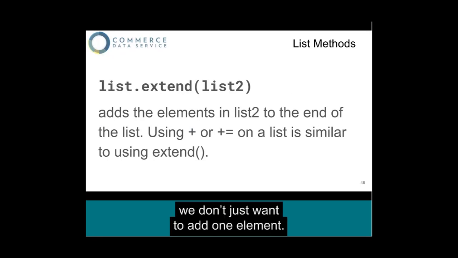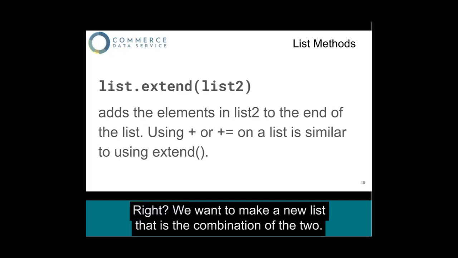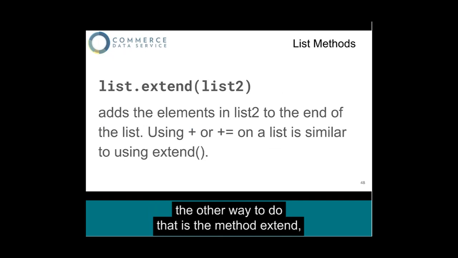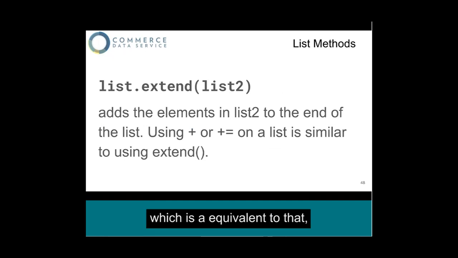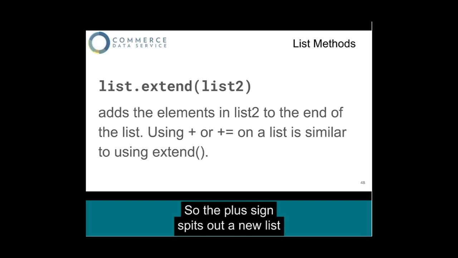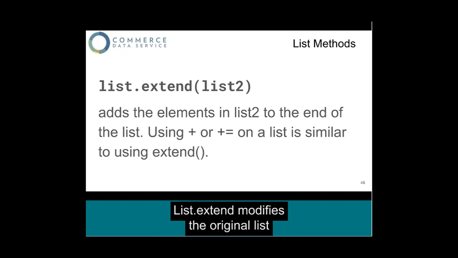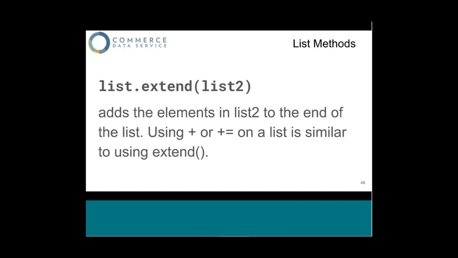But sometimes we don't just want to add one element. Say we have multiple lists of things, and we just want to add them together, right? We want to make a new list that is the combination of the two. We saw before we can use the plus sign. The other way to do that is the method extend, which is equivalent to that, which is list.extend(list2). So the plus sign spits out a new list that you can define somewhere else, add to a new variable. List.extend modifies the original list to add the elements of list2 to it.